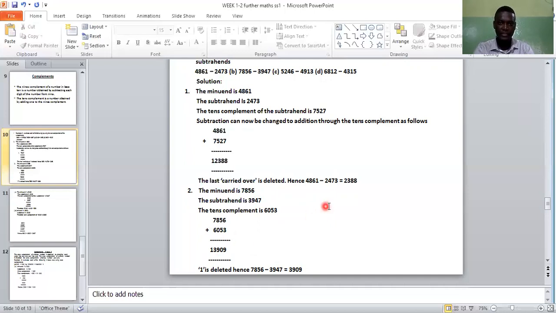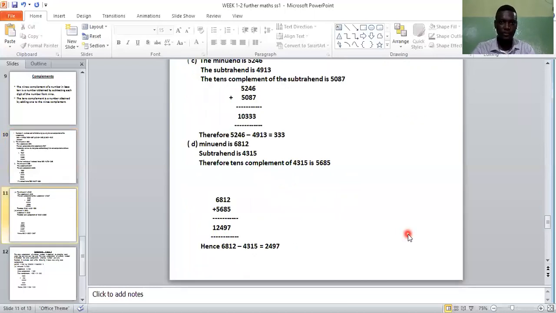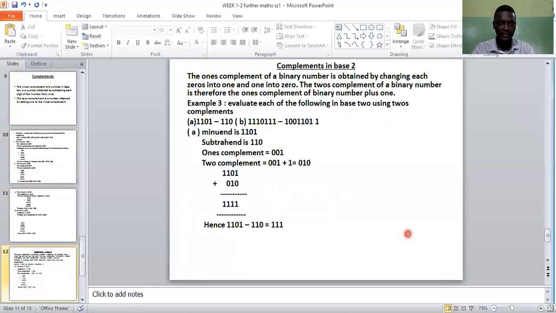If you subtract with the normal method before, that's the 7856 minus 3947, this is what you get. So using the 10's complement. I hope that is clear enough. So let's go over to the next slide.